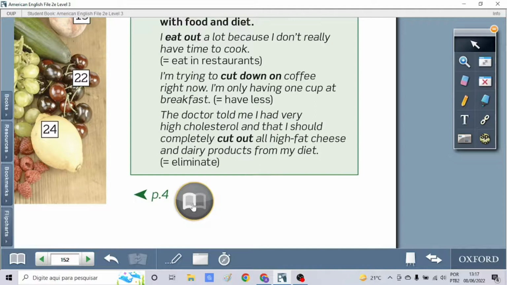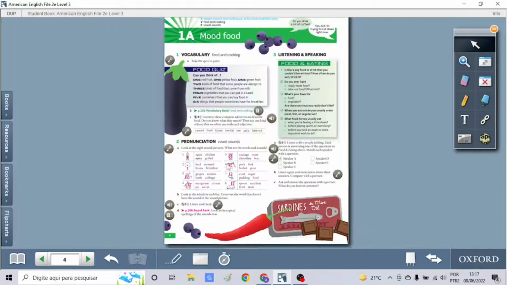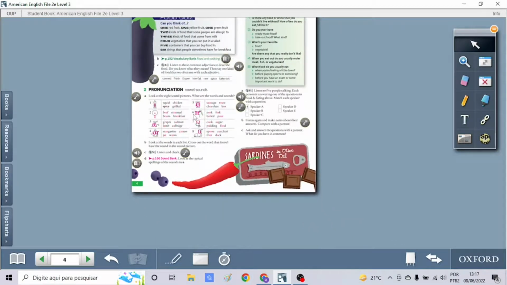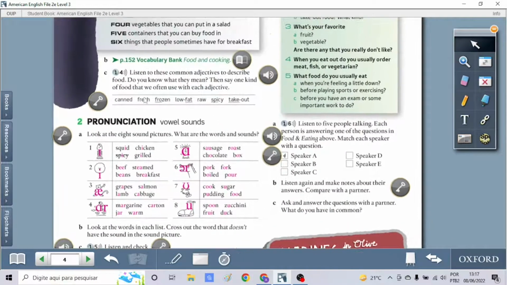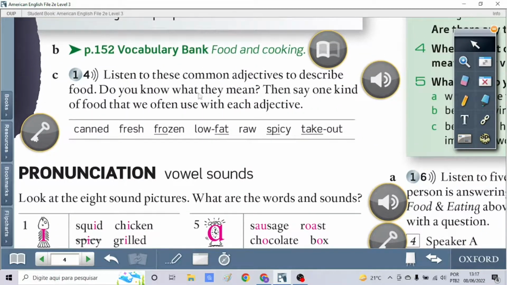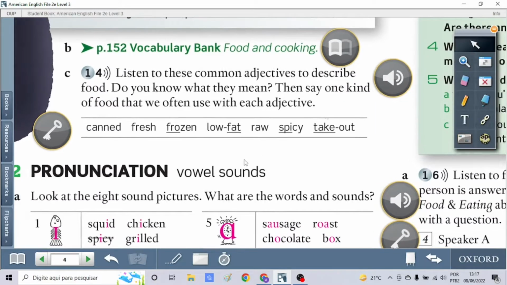Fantastic. Now let's go back to page 4 and continue our activities. All right, now in letter C, we have this activity here. Listen to these common adjectives to describe food. Do you know what they mean? Then say one kind of food that we often use with each adjective. So let's hear these kind of foods here.